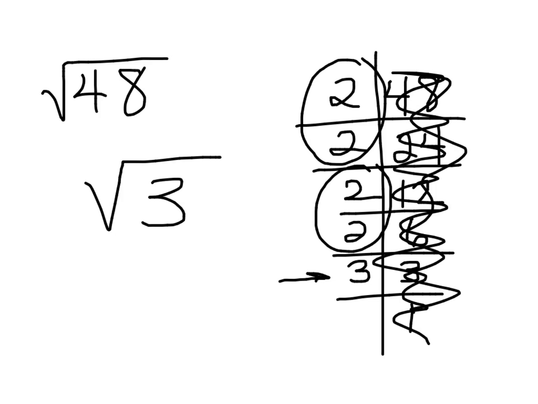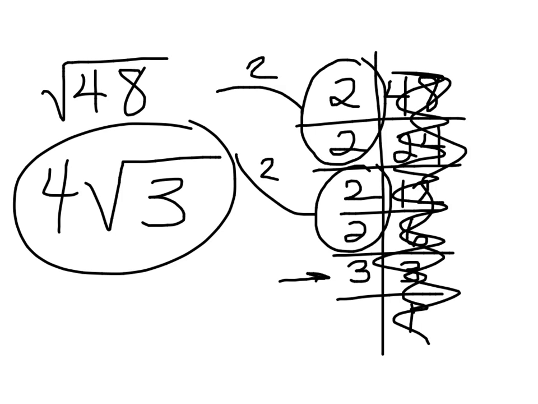Now, what goes on the outside? What number did you circle here? 2. A 2. What number did you circle here? A 2. That 2 2's gets to go outside to play. And when they go outside, they multiply with each other. What's 2 times 2? 4. And that's how I do these.